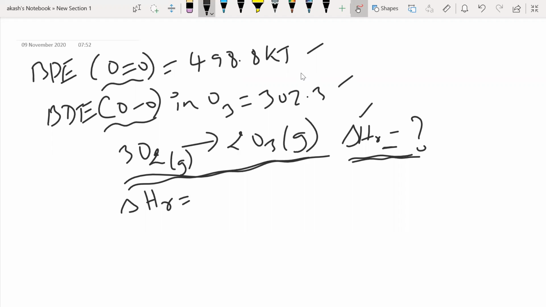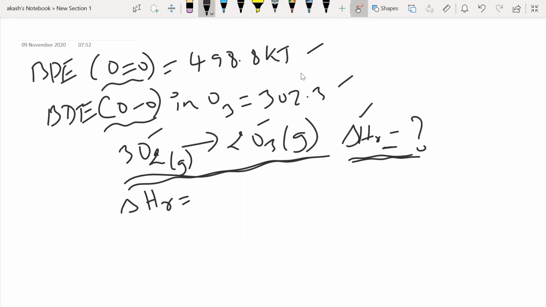Total bond enthalpy means what? This is a specific reaction, so what do you mean by total? There is only one reactant and one product. When I say total, if I have more than one reactant or more than one product, I have to sum it up. That's what I mean by that. So for this reaction, how will you write it?